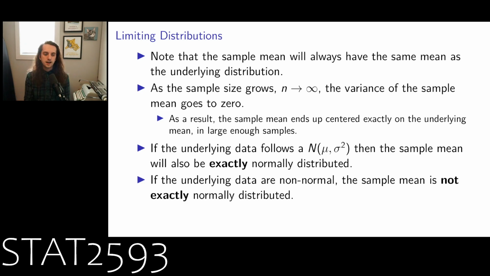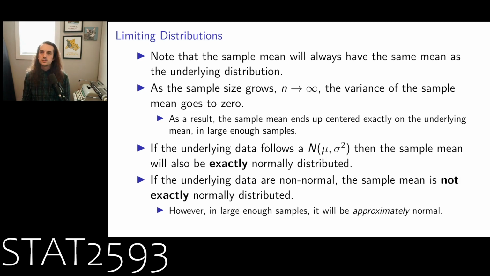However, because of this result about shrinking variance, even if the underlying data are non-normal, the sample mean is not going to be exactly normal. However, it's going to act as though it were normal if our sample size is large enough. So the sample mean is always going to have expectation equal to the underlying mean from the distribution. It's always going to have variance given by sigma squared divided by n. And so it's always going to be centered on the true mean, with smaller and smaller spread around it as the sample size grows.